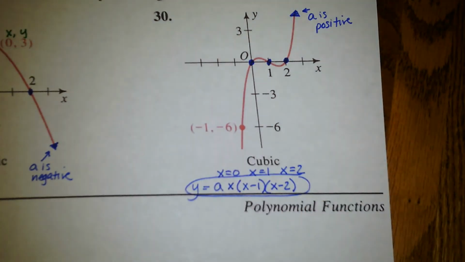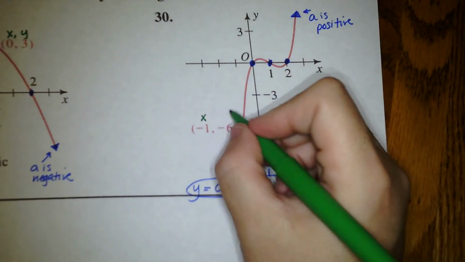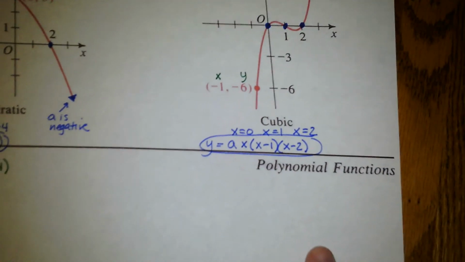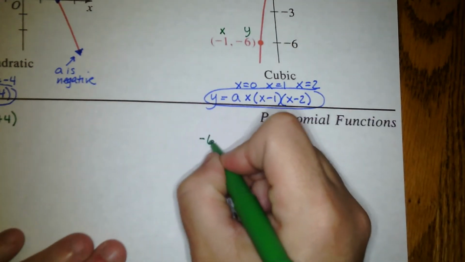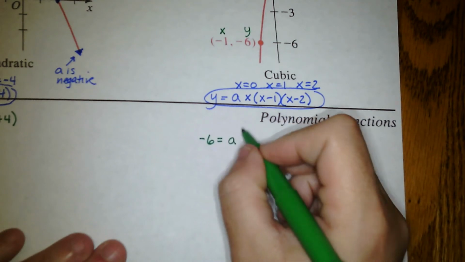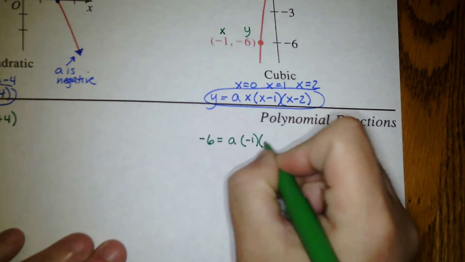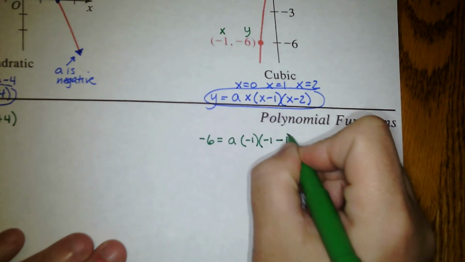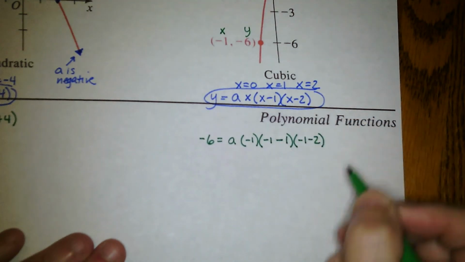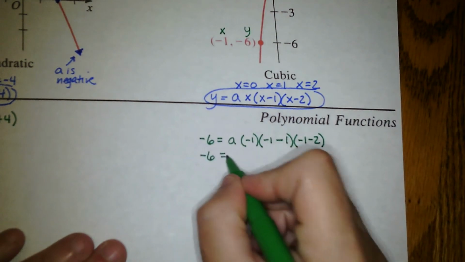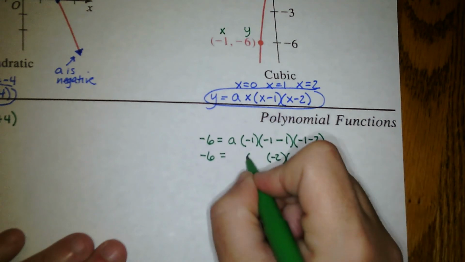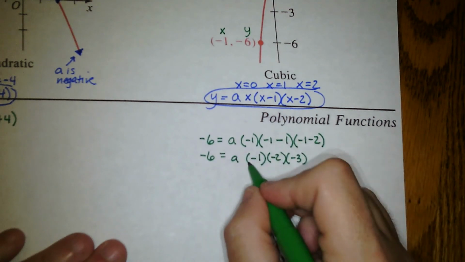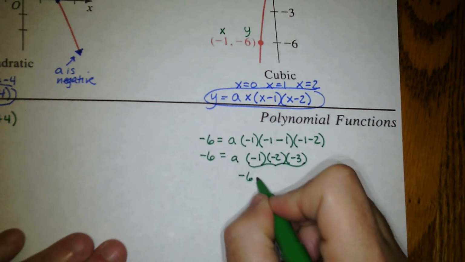And we're going to plug these points in. So we've got -1 is the x, and -6 is the y, and we're plugging them in here, and we're going to solve for A. So I've got -6 equals A, x is -1, x is -1, x is -1. This is -2. This is -3. This is -1. And multiplying that all together gives us -6.